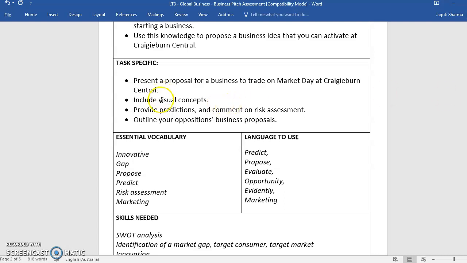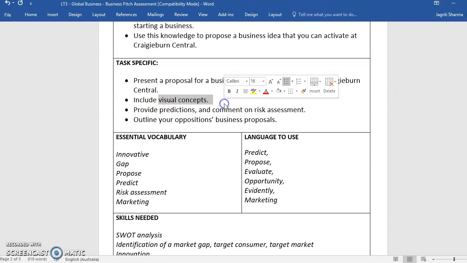Include visual concepts. So include lots of photos, pictures, graphs if you can. It should be visual, with fewer words and more visuals, so you should be explaining by looking at the visuals. Provide predictions and comment on risk assessment.